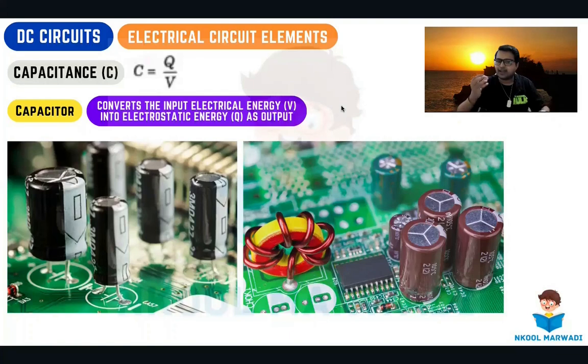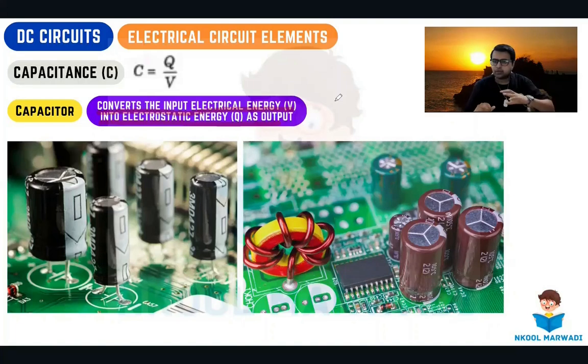A capacitor is basically an electronic component which we introduce in a circuit, which converts the input electrical energy into electrostatic energy as output. The idea is that these capacitors can store energy, so they act like energy sources. They can provide some impulsive energy when needed.